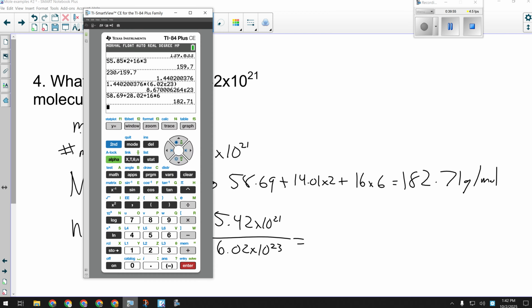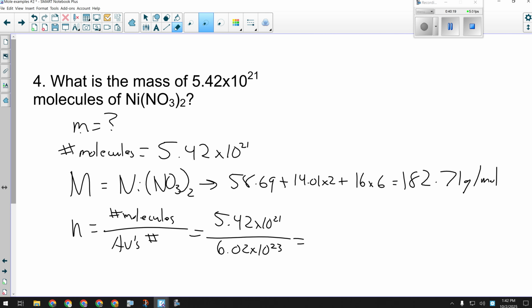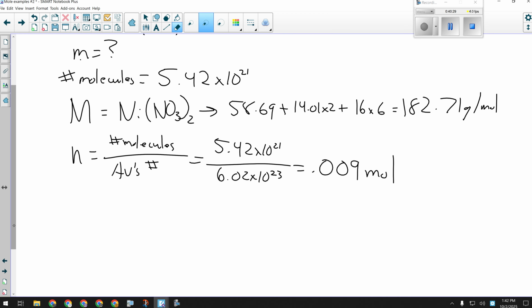Okay, so when I punch that in, both of those numbers need to be bracketed. 5.42 E21, okay, 6.02 E23, and I get this really small number, 9 1,000ths of a mole. And that's okay, it's a really small amount, okay? So I'm gonna take that number, and I'm just gonna write 0.009, but I'll keep all the decimals in my calculator, moles. Now that I have n and big M, now I can use the mole equation.